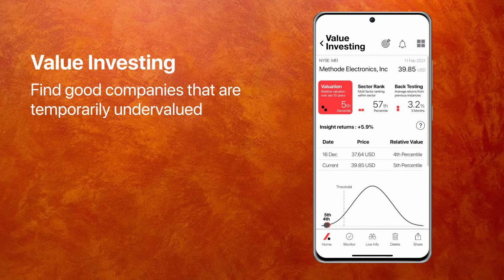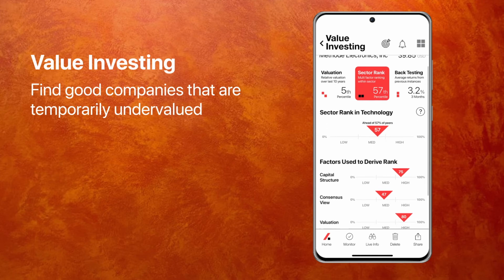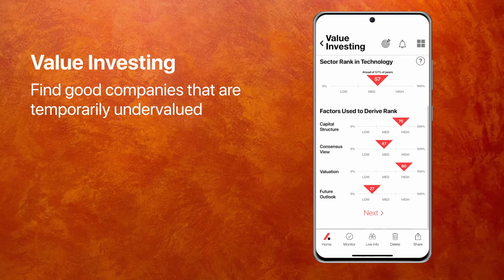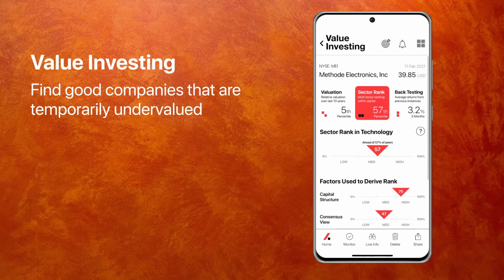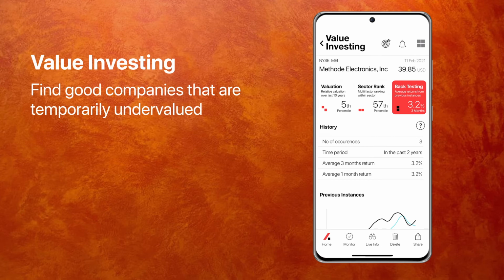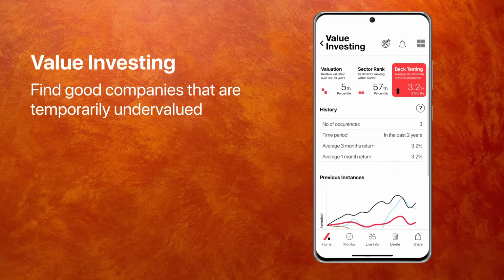It also tells you whether this is a good company by comparing it against its sector. So it's ahead of 57% of its peers, and the rank is based on 4 criteria, which are again shown in an easy way to you. So then the question is, how quickly does the price bounce back? So we go to back testing, and this tells you that this has happened, the breach of 20th percentile. It's fallen below 3 times in the last 2 years.